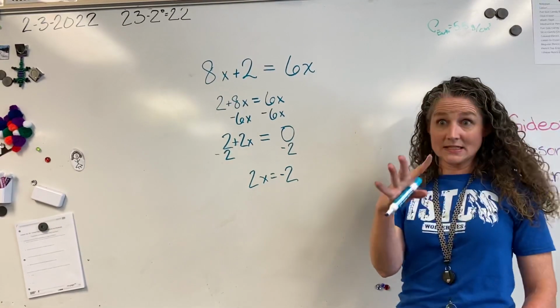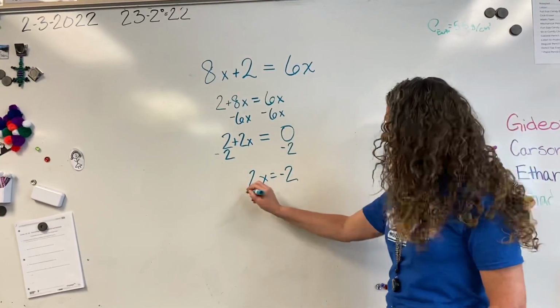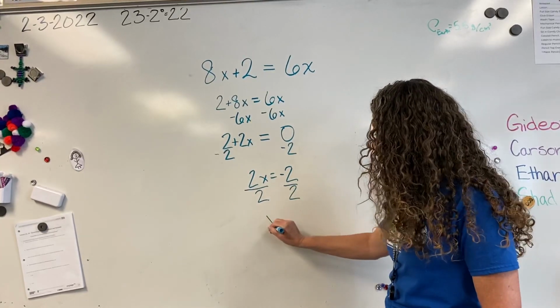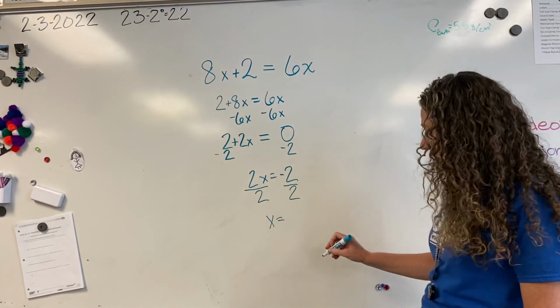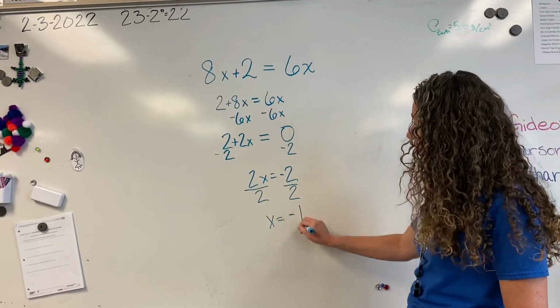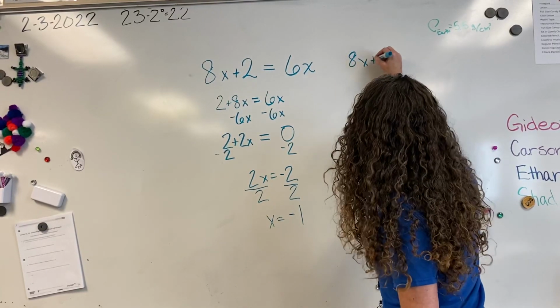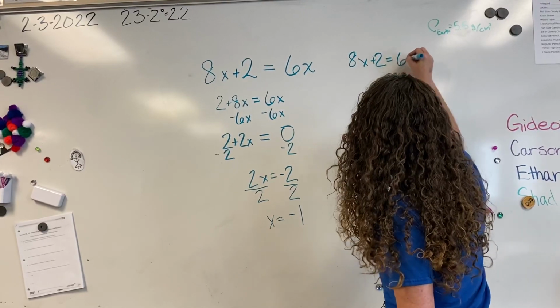Am I done? Divide both sides by 2. And then we get x equals, what's negative 2 divided by 2? Negative 1.